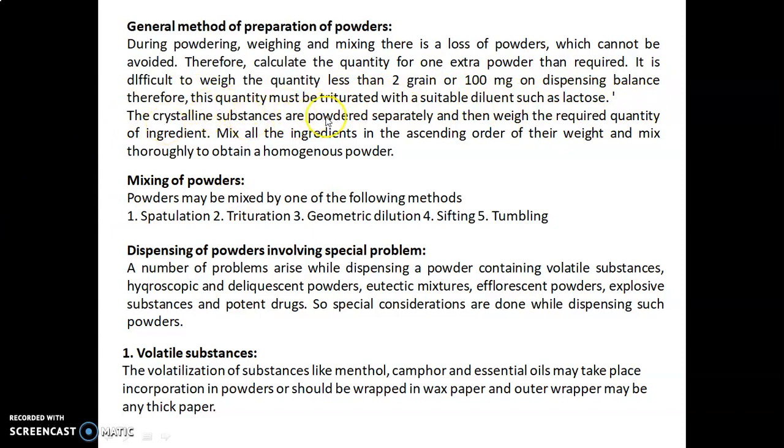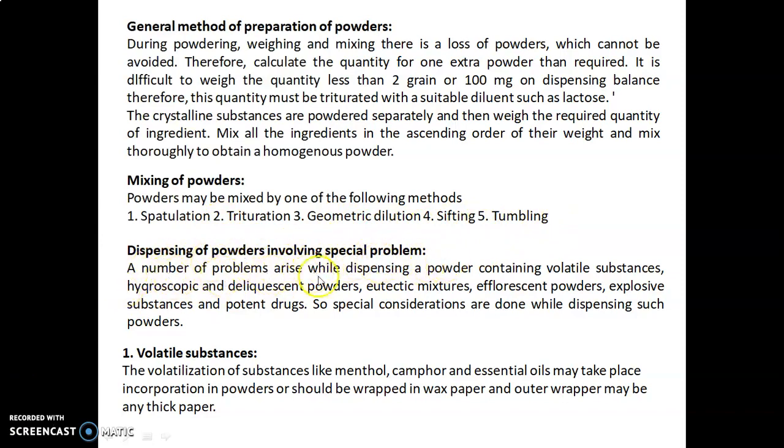The crystalline substances are powdered separately and then weigh the required quantity of ingredient. Mix all the ingredients in the ascending order of their weight and mix thoroughly to obtain a homogeneous powder. Mixing of powders. Powders may be mixed by one of the following methods, that is spatulation, trituration, geometric dilution, sifting and tumbling. Dispensing of powders involving special problem.